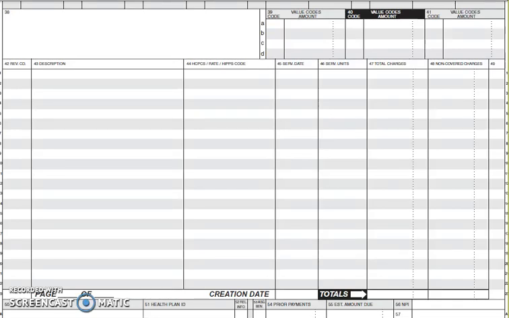Hi, welcome back to the UB04, also known as the CMS 1450 form. We are starting again with the form locator 38, which is this block here.